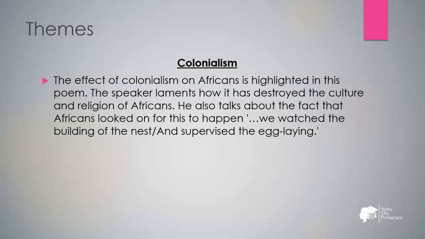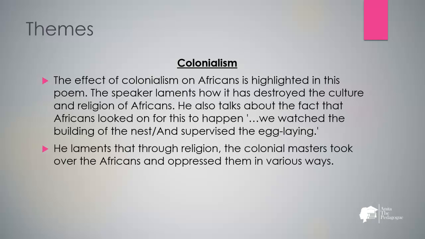Africans saw the guests, the Europeans coming, and when they were establishing and bringing in the religion and all the education and all other things, they actually did nothing about it. They welcomed them. He laments that through religion, the colonial masters took over the Africans and oppressed them in various ways.